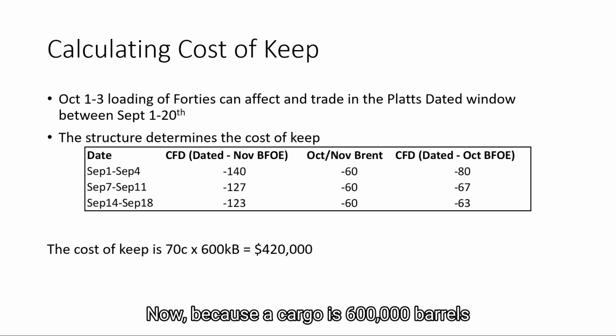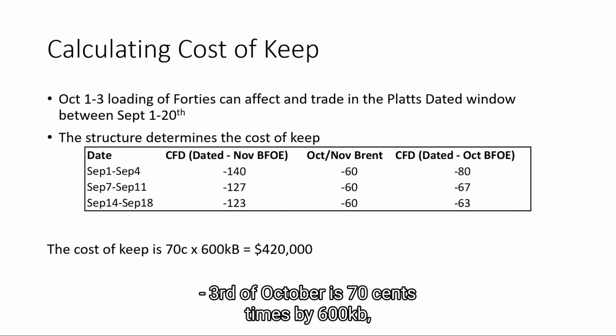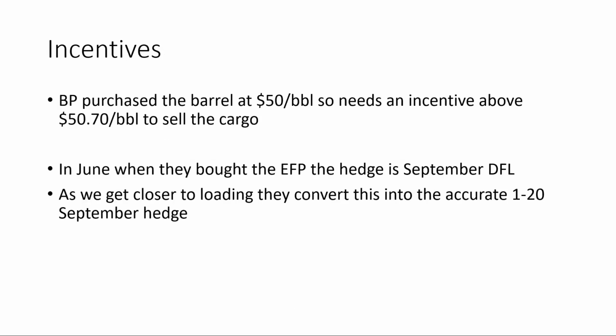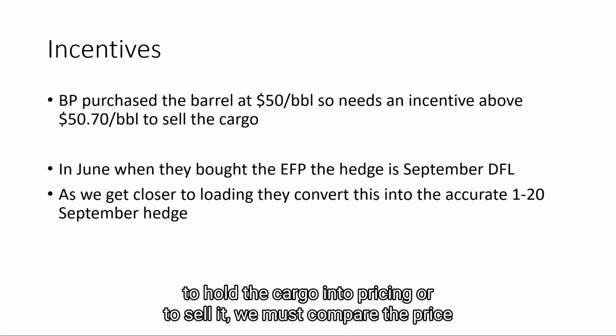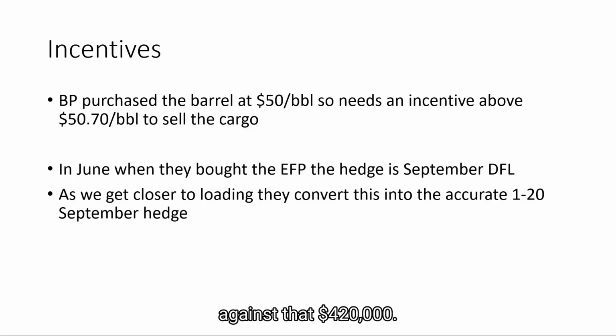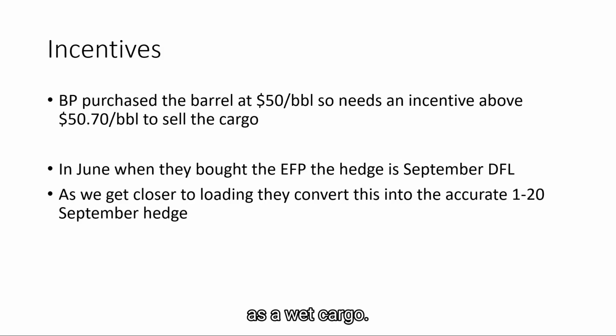Now, because a cargo is 600,000 barrels, this means that the keeping cost of this 40s cargo loading from the 1st to the 3rd of October is 70 cents times 600 kb, which amounts to $420,000. So by calculating that, this means that when deciding whether to hold the cargo into pricing or to sell it, we must compare the price someone, say a refinery, will pay for the cargo against that $420,000 it costs to hold the cargo into pricing, until BP will then either price it out or sell it in the Platts window as a wet cargo.